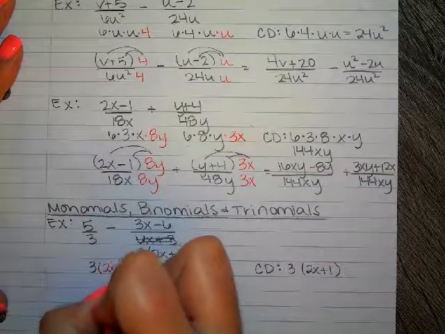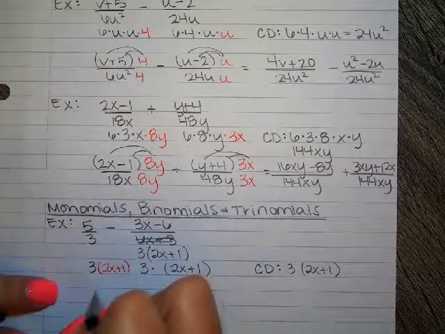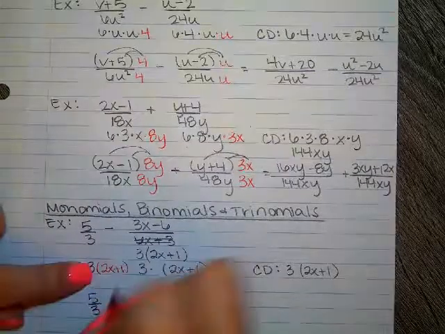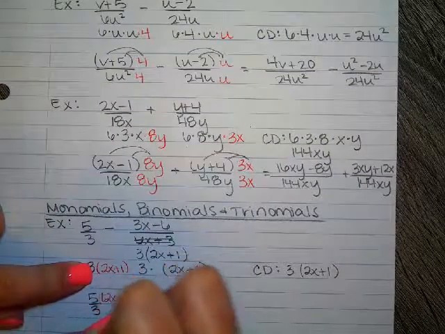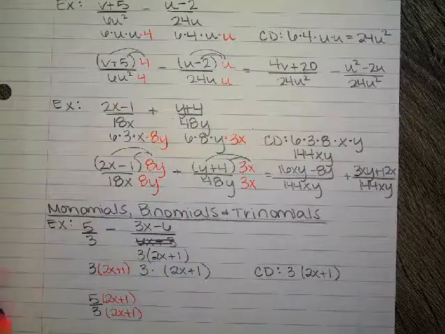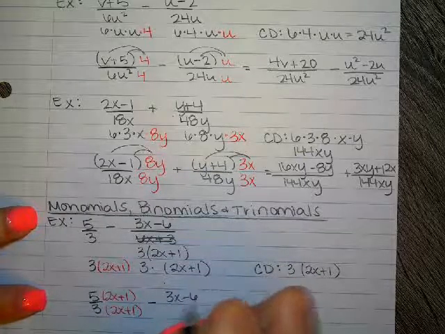Okay, I'm going to go ahead and write down what I've got. I've got the 5 over 3, and I am missing the 2x plus 1. I'm going to go ahead and put that, 2x plus 1, 2x plus 1. Okay, my other fraction is actually missing nothing, so I don't even have to write. I'm just going to copy it down.